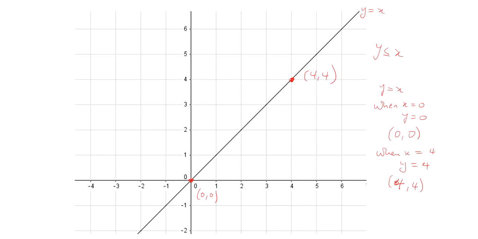Now the inequality is y is less than or equal to x, so we use our test point scenario. Let's say we choose the point 2, 1, this point here. The inequality is y less than or equal to x, so 1 is less than or equal to 2. Is that statement true? It is true. So without doing anything further, I know I'm going to have to shade this region here.